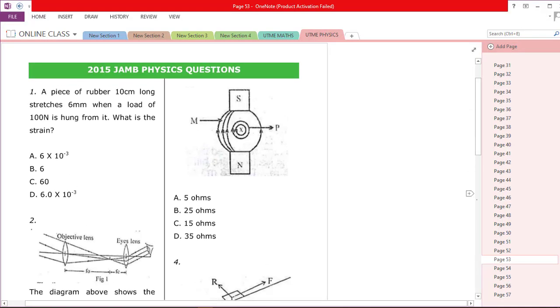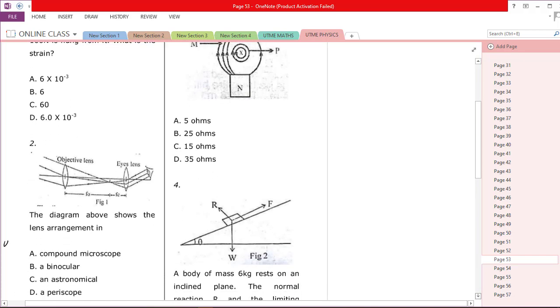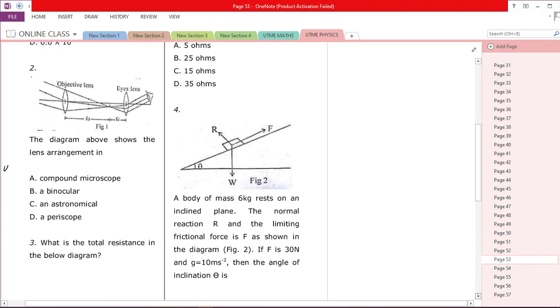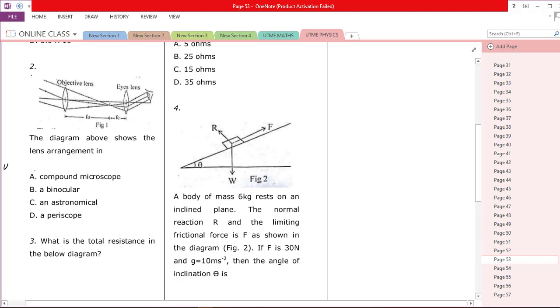So for us to get this, we need to know the types of the lens arrangement we have. Once they give us that the objective lens has a long focal length, that's FO, you see there, while the eye lens has a short one, and they arrange them such that the focal length coincides with the focal length of the eye lens, both of them coincide at the same time, that one is astronomical.